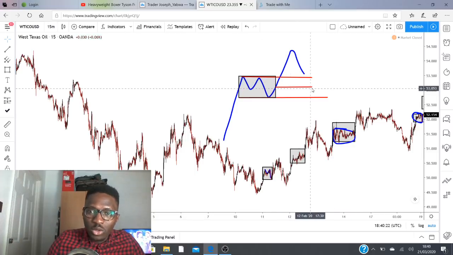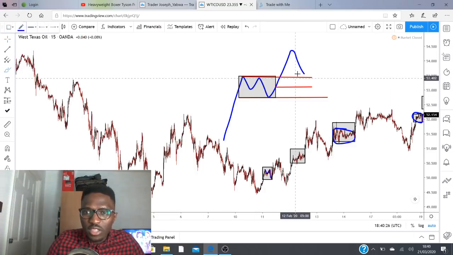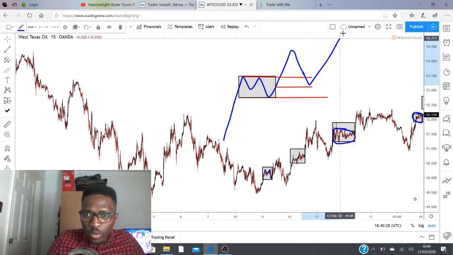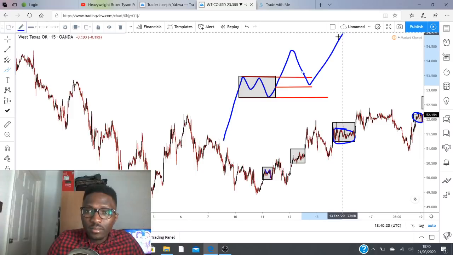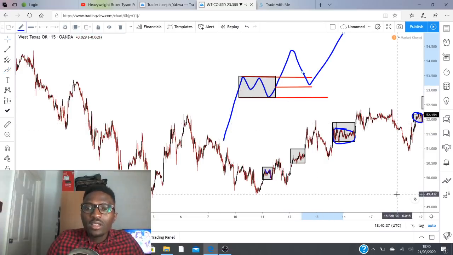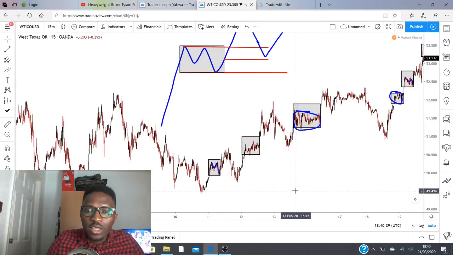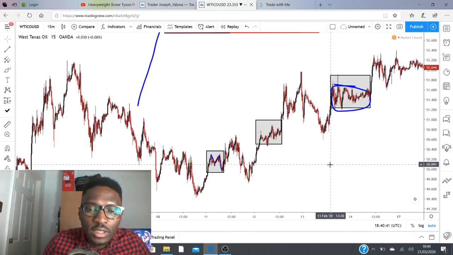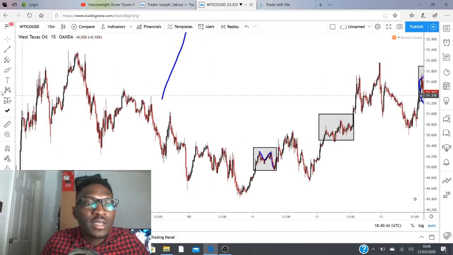If it doesn't break the middle line, it's just going to come in and reverse and go back up. But this middle line, you're going to see the market test it countless times, right? So put that into your memory when we go onto the main chart and look at what the market has done. We're going to start with the first box down here.